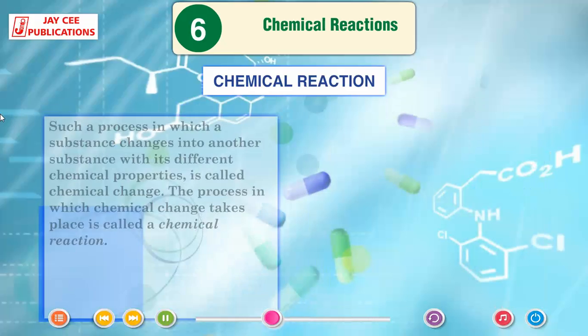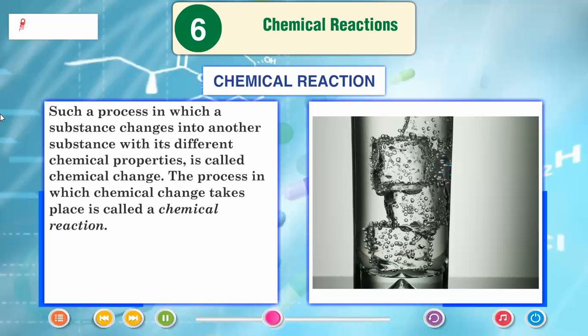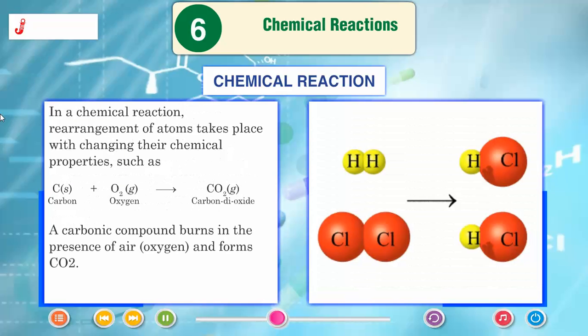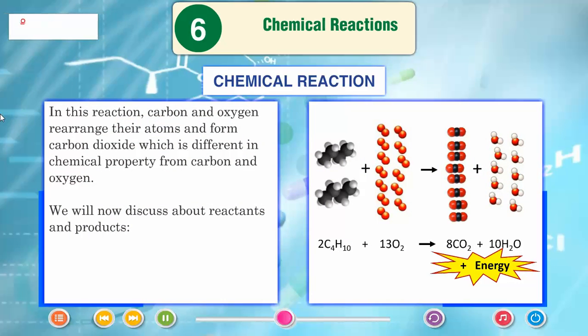Hence, we can define such a process in which a substance changes into another substance with different chemical properties as a chemical change. The process in which chemical change takes place is called a chemical reaction. In a chemical reaction, rearrangement of atoms takes place with changing chemical properties, such as C(s) carbon plus O2(g) oxygen gives CO2(g) carbon dioxide. A carbonic compound burns in the presence of air oxygen and forms CO2. In this reaction, carbon and oxygen rearrange their atoms and form carbon dioxide, which is different in chemical property from carbon and oxygen.